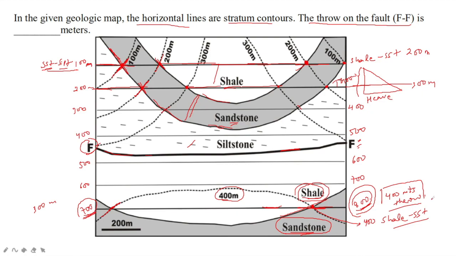We are getting only the throw because these elevation contours and stratum contours represent the vertical component only. If you take the distance along these stratum contours, you will get the horizontal component. For that you need the scale of the map, but for this question we don't need the scale. So the throw for the fault is 400 meters.